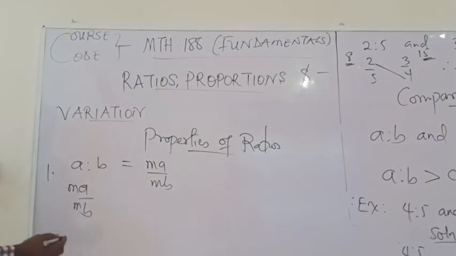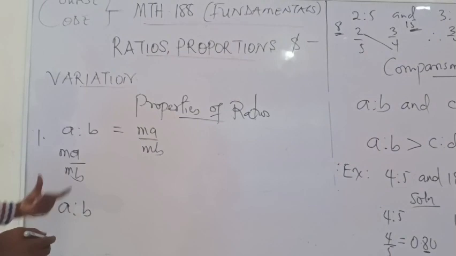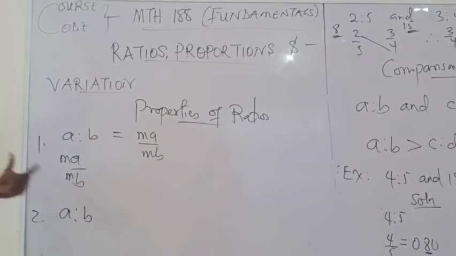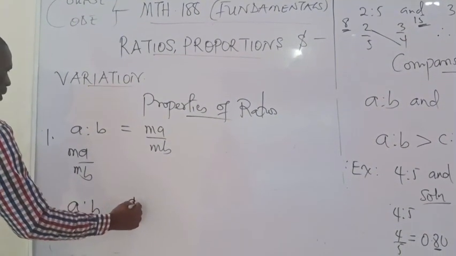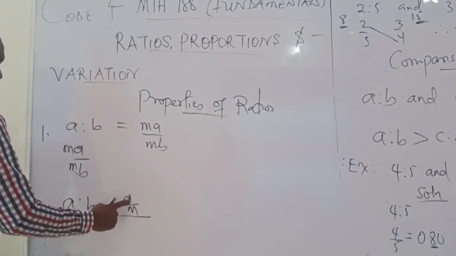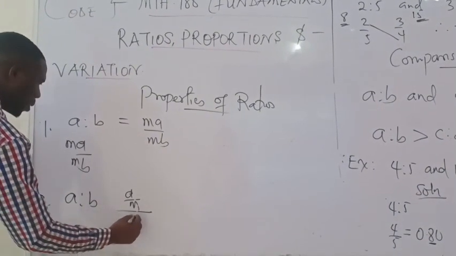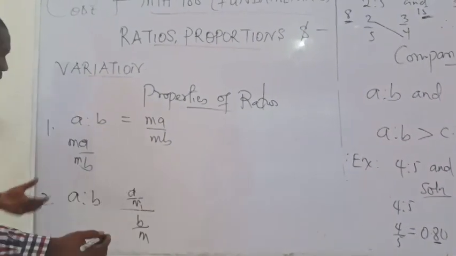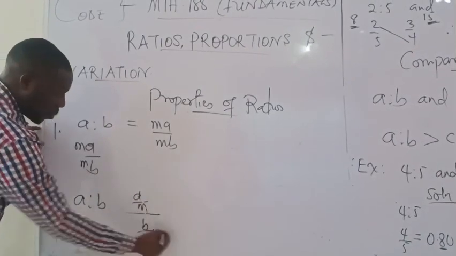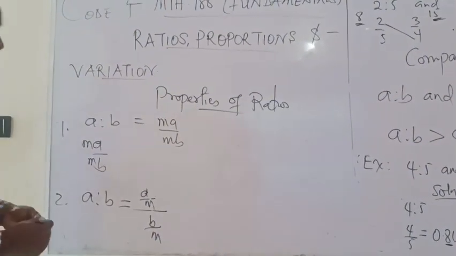The second one is, given ratio A to B, I could divide each of these by a positive non-zero digit m. This is ratio A over M to B over M. And of course, if you do the math, you see the m will cancel out, and I'm still left with this. So of course, these are the properties of ratios.